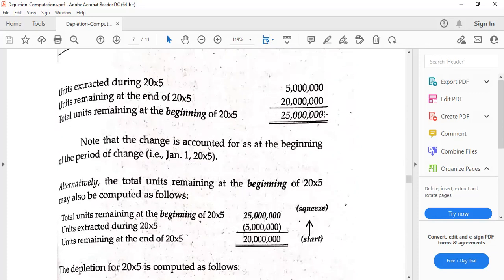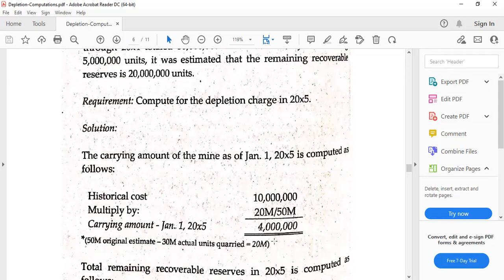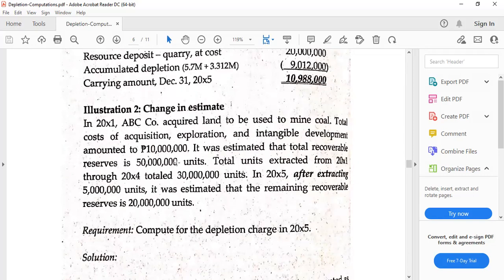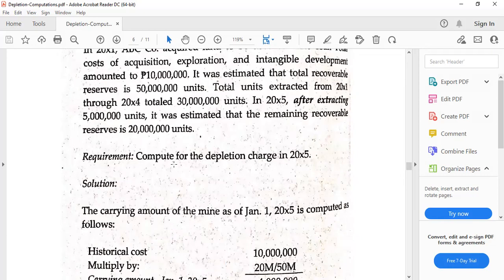Anyway, so with this analysis, I actually discussed that a while ago, but we can also do this like squeezing, and I favor this one. Squeezing is when we are going to work back and get the values at the beginning or at the start. So 20 million ending of 20x5, then we work back because we have extracted or removed 5 million. Therefore, there were really 25 million units remaining, or meaning to say at the beginning, 25 million. And to compute here anyway, that will be needed later. So simply at the end of 20x4 or beginning of 20x5, the carrying amount is 10 million, still use the original estimate, that's 0.2 times 30 million units.